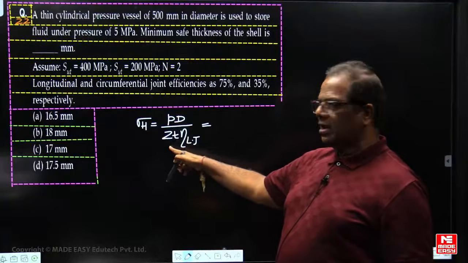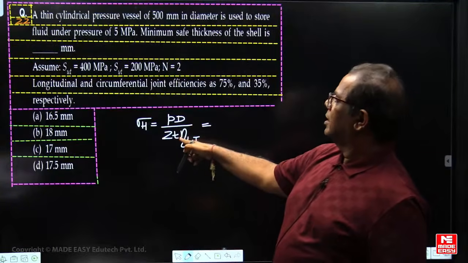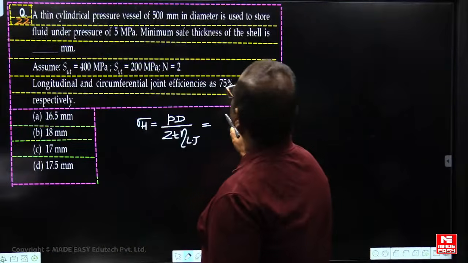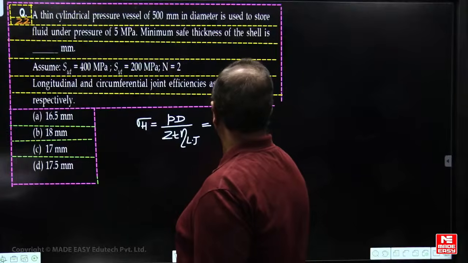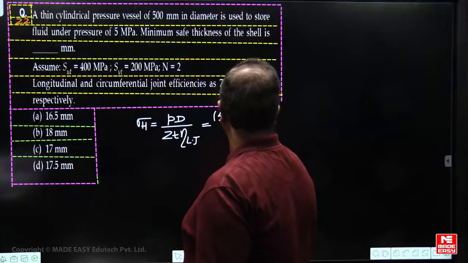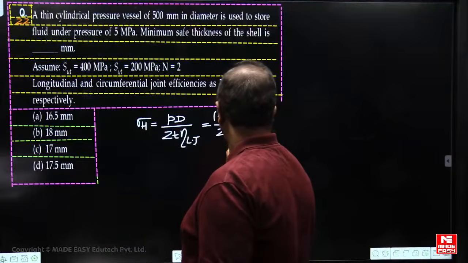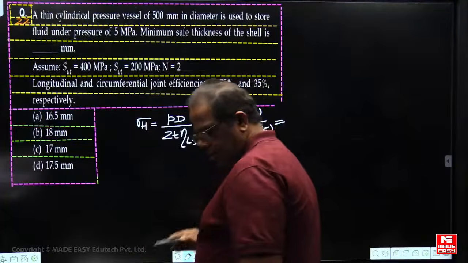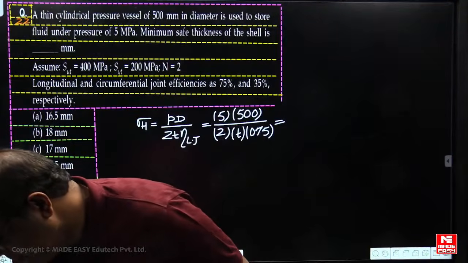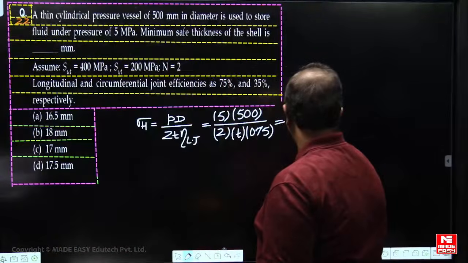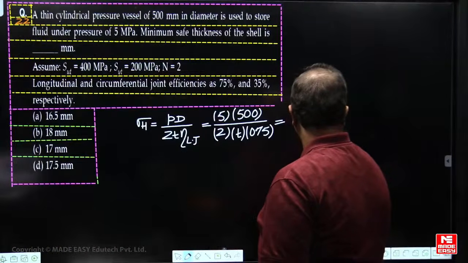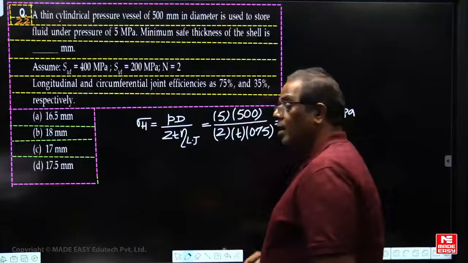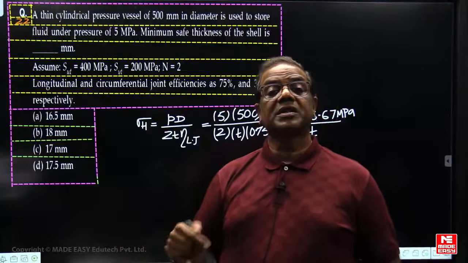Pressure is given, diameter is given. Thickness is unknown. Efficiency of longitudinal joint, how much is given? 0.75. Pressure is 5, diameter is 500, and thickness is unknown. This value you are getting 1. Most of the students, what will they take now? Longitudinal stress half of the hoop stress.